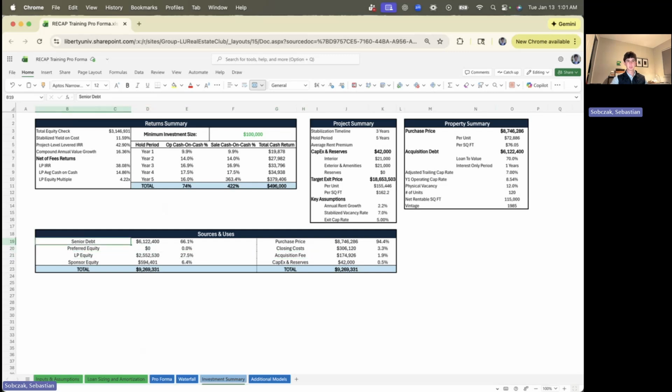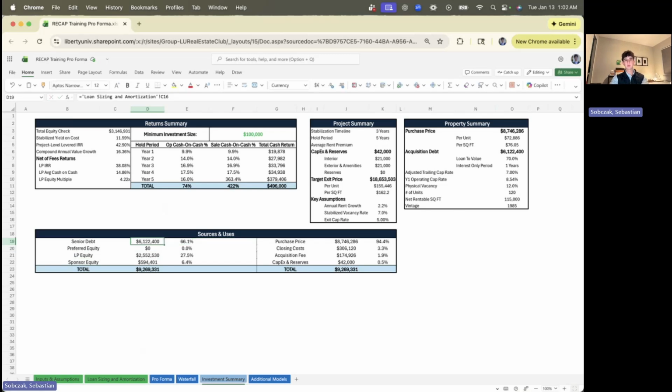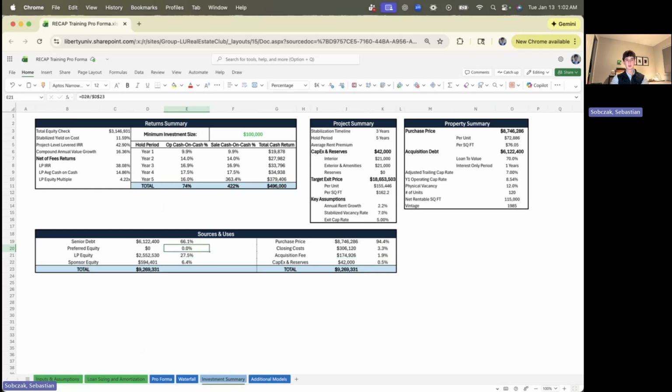Now, for our sources and uses, we've got our capital structure here: senior debt, preferred equity, LP equity, and sponsor equity. Now, for this deal, we do not have any preferred equity. So for our senior debt, we have loan sizing and amortization of C16, which is just what we decided was our minimum loan, which is our LTV of 70%. And then for any of these percentages that you're going to see here alongside the numbers, that's just that number over the total equity. So it's just that number over the total, and that's going to be the same for all of these numbers. It's the same here, and it's the same here.